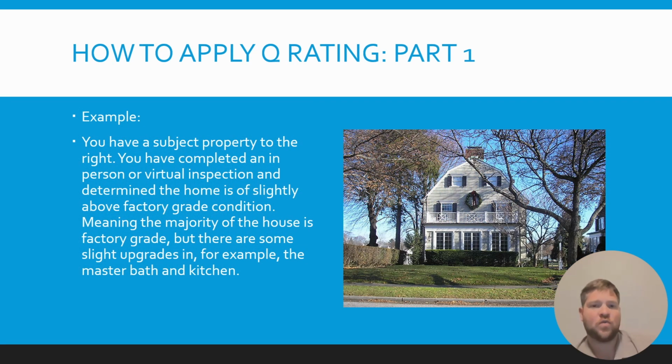How to apply a Q rating, part 1. We're going to do an example here. We're going to work it out together, and I want you to pay attention because this is going to be big for us. You have a subject property to the right. Kind of looks like the Amityville Horror House now that I'm looking at it. You have completed an in-person or virtual inspection and have determined the home is of slightly above factory grade condition, meaning the majority of the house is factory grade, but there are some slight upgrades in, for example, the master bath and kitchen.